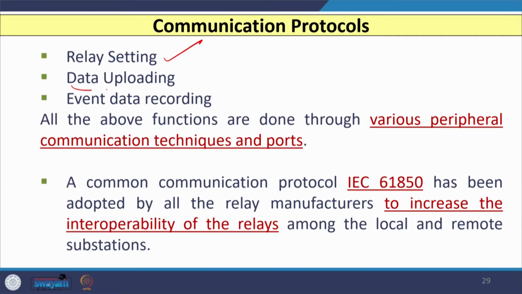So, this includes the relay settings, data uploading, event data recording, and all these functions are done through various communication techniques and ports based on certain standard protocols. A common communication protocol, known as IEC 61850, has been adopted by all the relay manufacturers throughout the world, and they have accepted it to increase the interoperability among the relays manufactured by different manufacturers. This we will discuss in the next class.